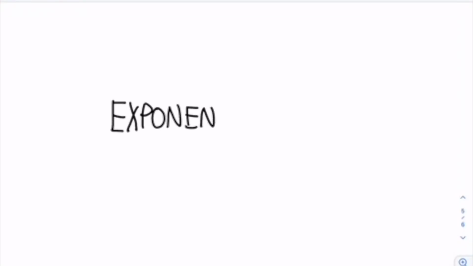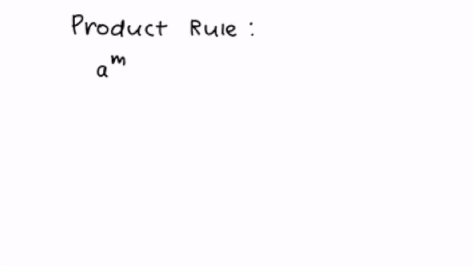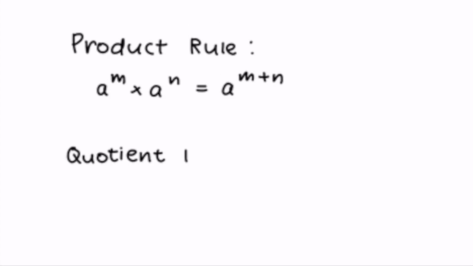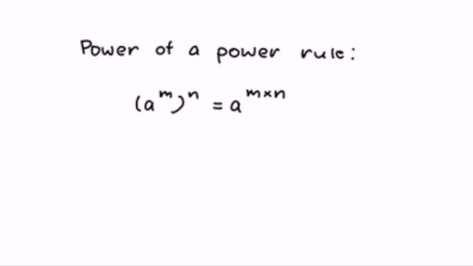By the way, there are also other exponent laws. The first one is the product rule, which is a to the power of m times a to the power of n equals a to the power of m plus n. There is also a quotient rule, which is the opposite of this, giving us a to the power of m divided by a to the power of n equals a to the power of m minus n. Next, we have the power of the power rule, where a to the power of m, to the power of n equals a to the power of m times n.